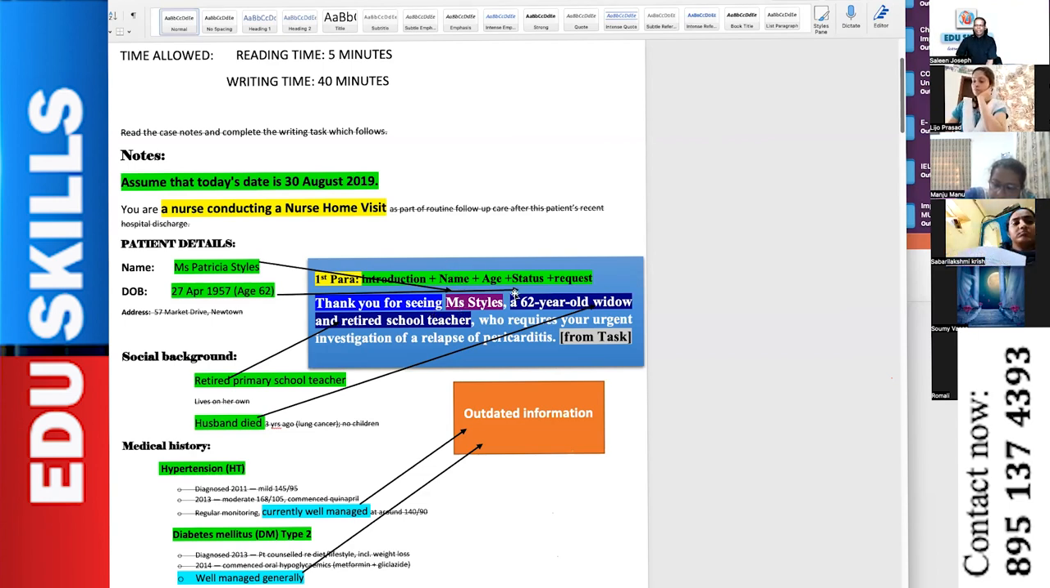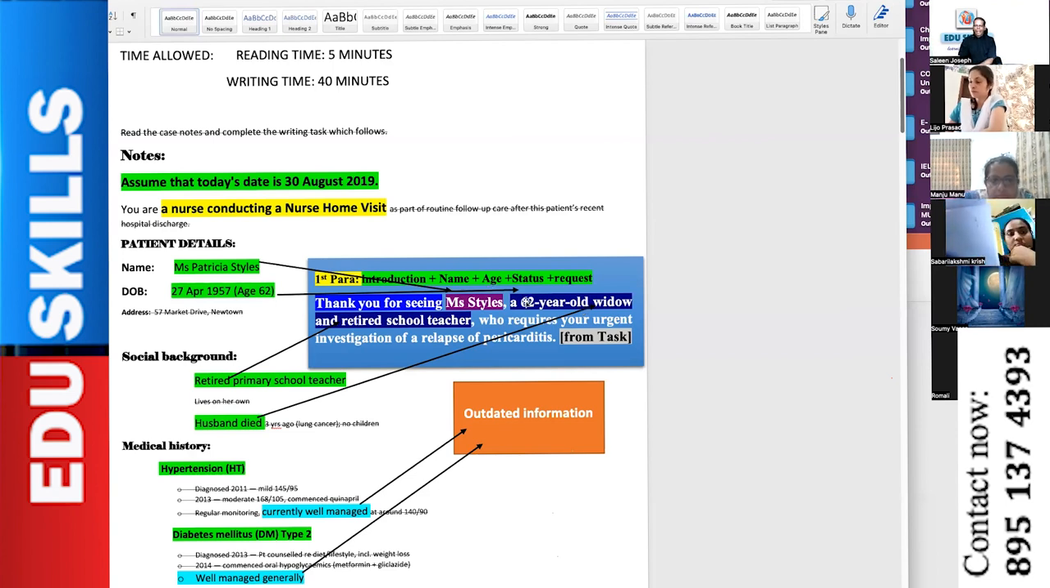Mr. Stiles is the name. A 62-year-old widow. Okay, after Stiles, there is a comma because a retired school teacher is a subject complement. Okay, many of your letters miss that comma. After teacher, there is no comma. Or after a 62-year-old widow, there is no comma. There should be a comma because that is a subject complement.